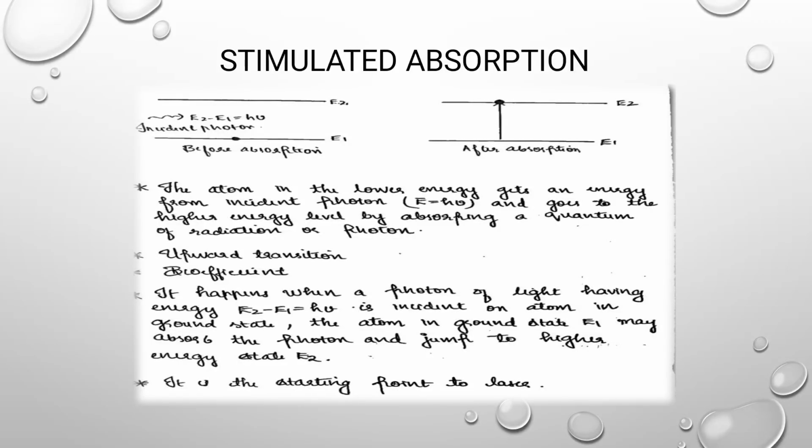Stimulated absorption. In stimulated absorption, the atom in the lower energy level gets energy from the incident photon and goes to a higher energy level by absorbing a quantum of radiation, a photon. This is the upward transition and the B coefficient. It happens when a photon of light having energy E2 minus E1 equal to h nu is incident on an atom in the ground state. The atom in the ground state may absorb the photon and jump to the higher energy state E2. It is the starting point of the laser.